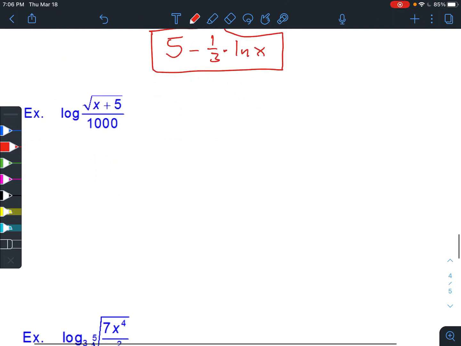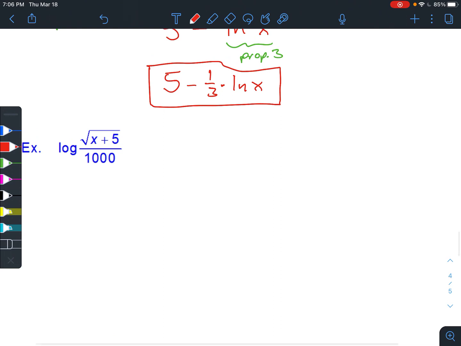Whoops. Got somebody peeking off the bottom there. Don't want that. All right. Log of the root of x plus 5, over 1,000. Holy cow. Okay. Well, again, if I'm thinking this is either a quotient, product, or an exponent, I'm definitely thinking this guy's a quotient, because anything that I see only applies to bits and pieces and not the whole thing globally, other than the fact that I have a fraction. Therefore, this is a quotient, and I want to go ahead and use property number 2.